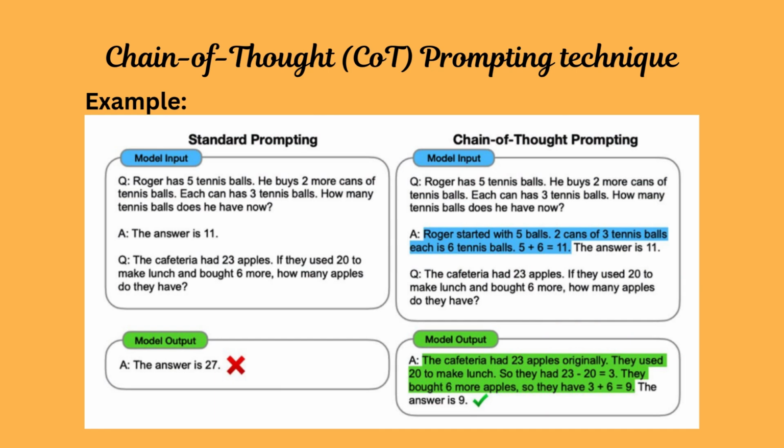As shown in the example, on the left side in standard prompting, as part of the model input, when providing the direct answer to the first question, the LLM predicts the incorrect output for the next question that we ask. However, on the right side, we demonstrate to the LLM how we reach the answer of 11 by providing intermediate reasoning steps. This forces the LLM to think step by step, and as a result, it gives the correct answer to the following question that we ask.